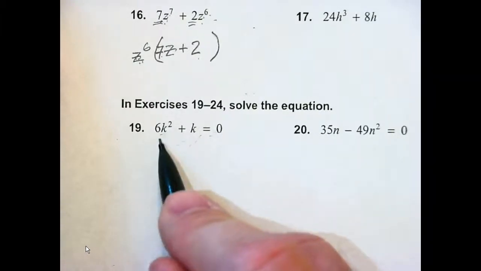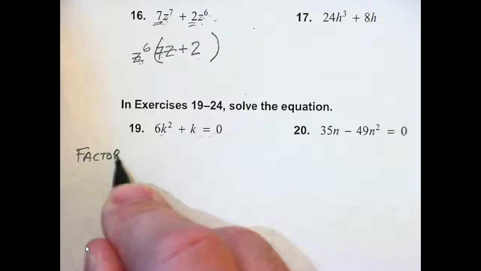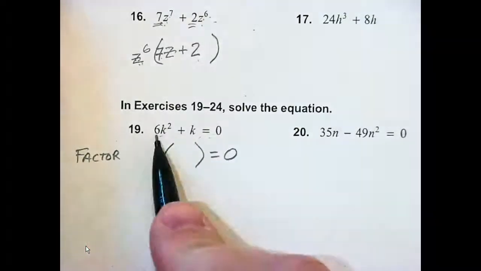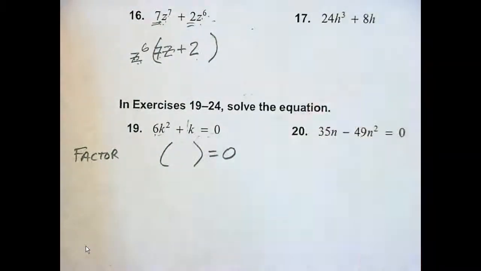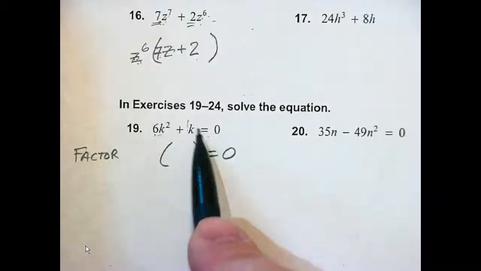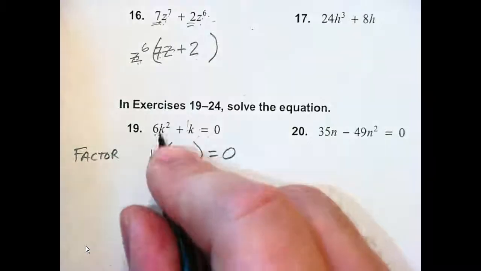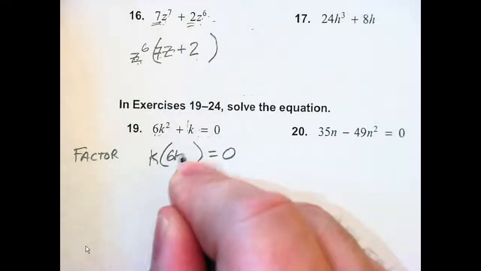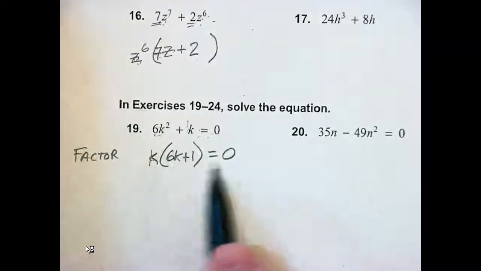So, first step here, factor. So when you think factor, think I've got to have my parentheses. What comes out of 6 and 1? Well, just 1, right? What comes out of k squared and k? K. K times what is 6k squared? 6k. And k times what is k? 1. Okay, you now have your sets.